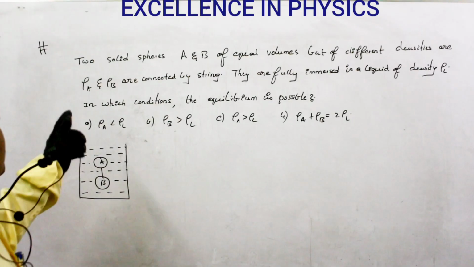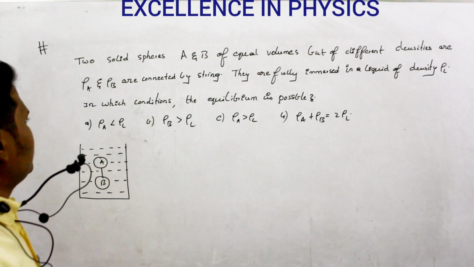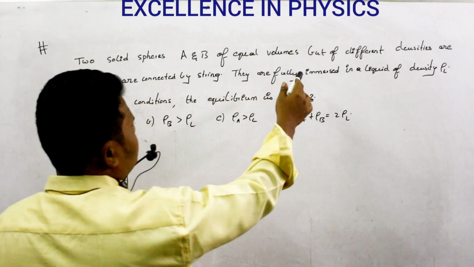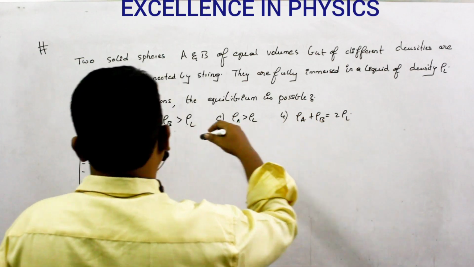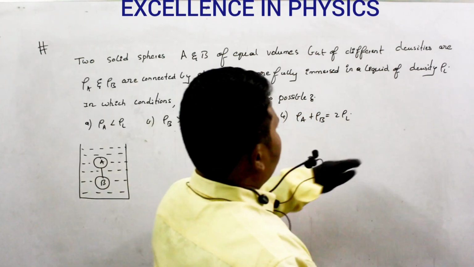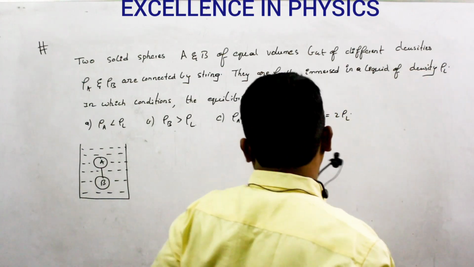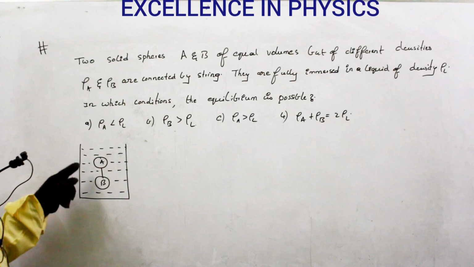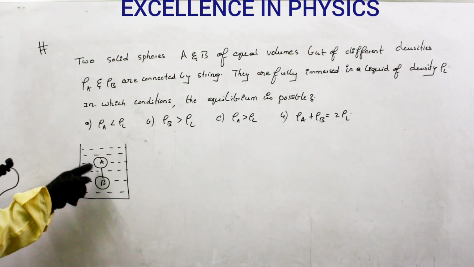Dear students, now let us see this question. Two solid spheres A and B of equal volumes but of different densities rho A and rho B are connected by a string. So these are the two spheres which are connected by a string.